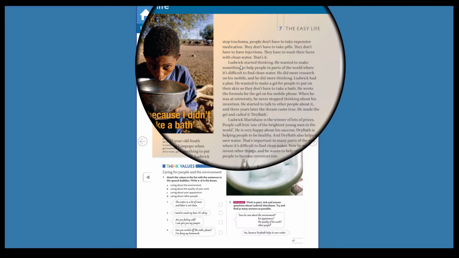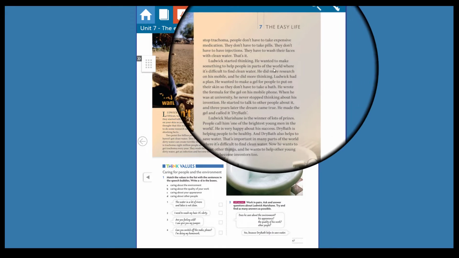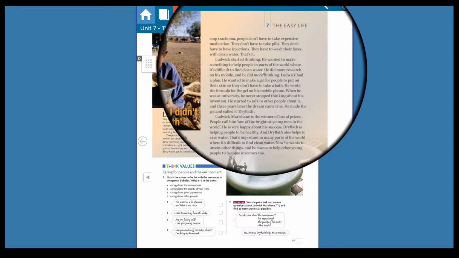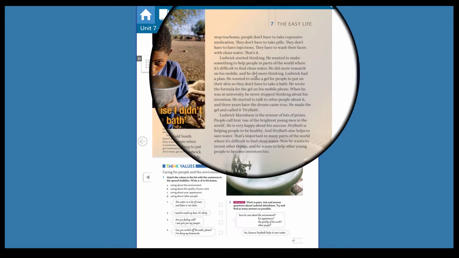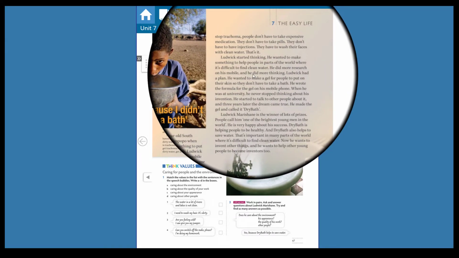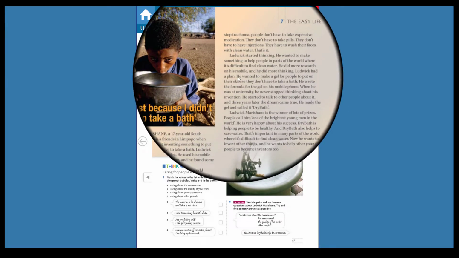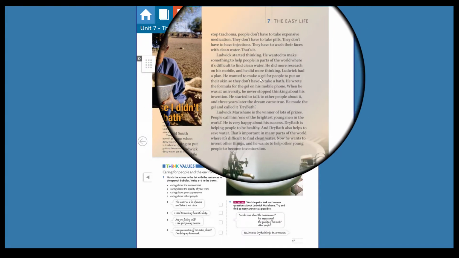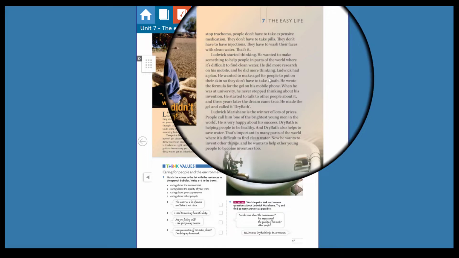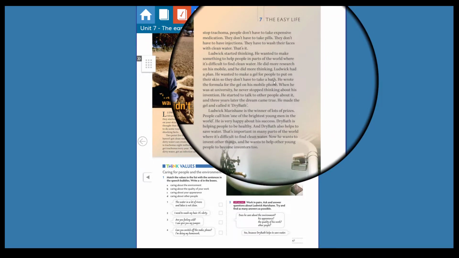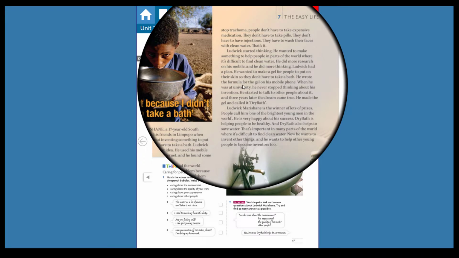He wanted to make something to help people in parts of the world where it's difficult to find clean water. He did more research on his mobile and he did more thinking. Ludwig had a plan. He wanted to make a gel for people to put on their skin so they don't have to take a bath. He wrote the formula for the gel on his mobile phone.